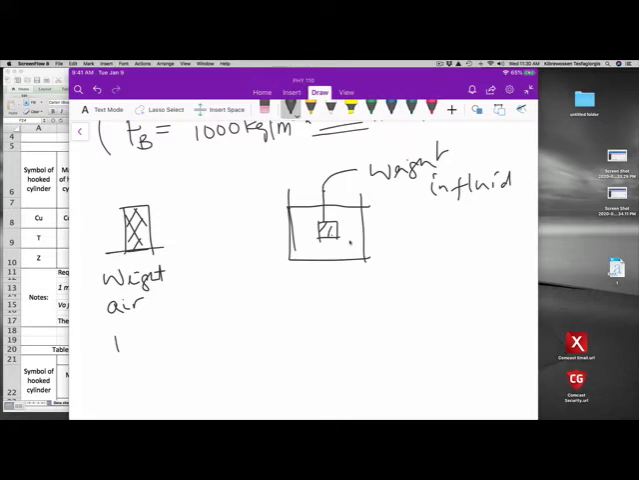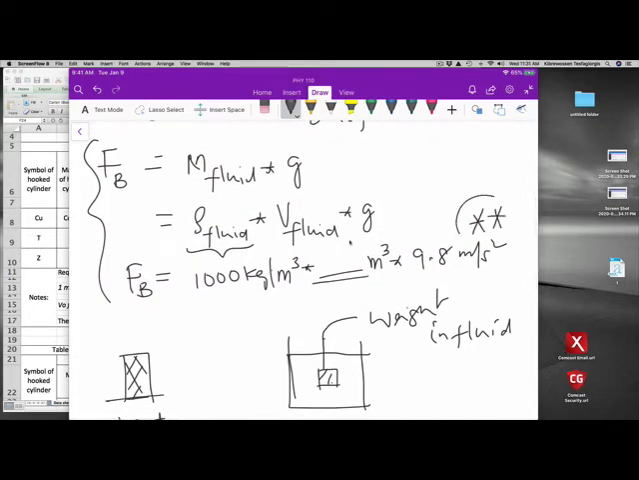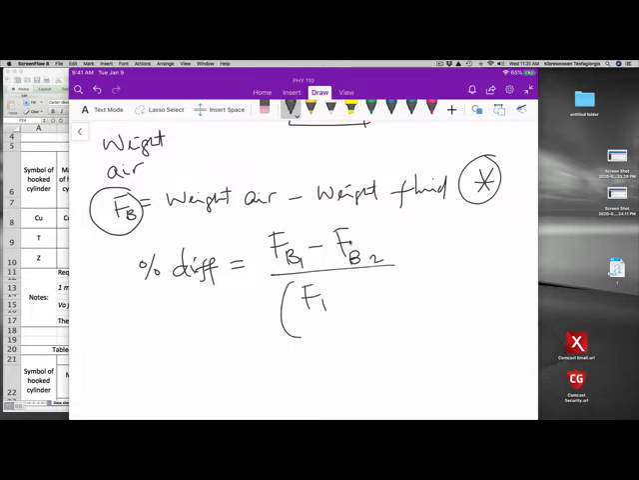According to Archimedes' principle, the buoyant force can also be calculated as the weight of the object in air minus the weight of the object while submerged in fluid. So we are going to find two buoyant forces: one using this star equation, and the other using this double star equation. Once we find those two buoyant forces, we find the percent difference between the two: buoyant force from method 1 minus buoyant force from method 2, divided by the average of the two, multiplied by 100.